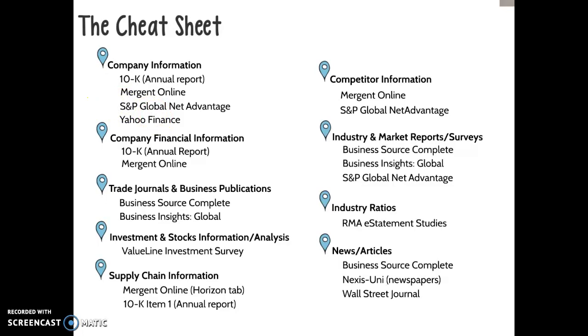You'll find company information also on Business Source Complete, even though Business Source Complete isn't listed here. It is listed here for trade journals and business publications, but you will find quite a bit of company information in there as well. And then when you need industry information or market reports and surveys, then you might come over here and you'll see that Business Source Complete, Business Insights Global, and Standard & Poor Global Net Advantage are things that you can use to find that type of information. So remember this cheat sheet, because it's going to tell you where to go to find specific types of information.